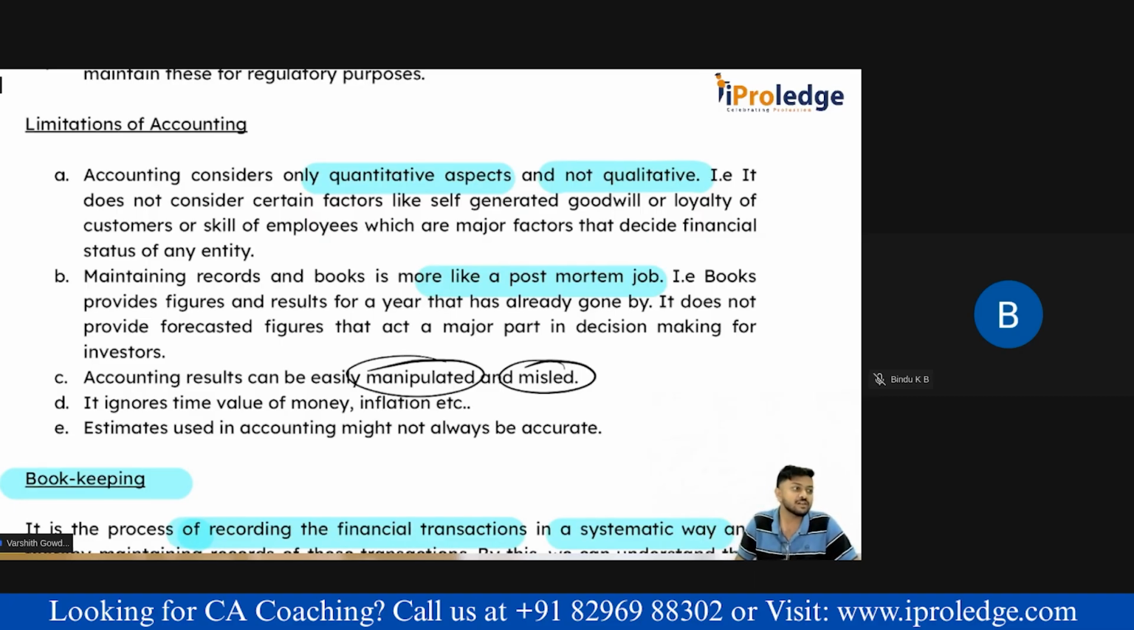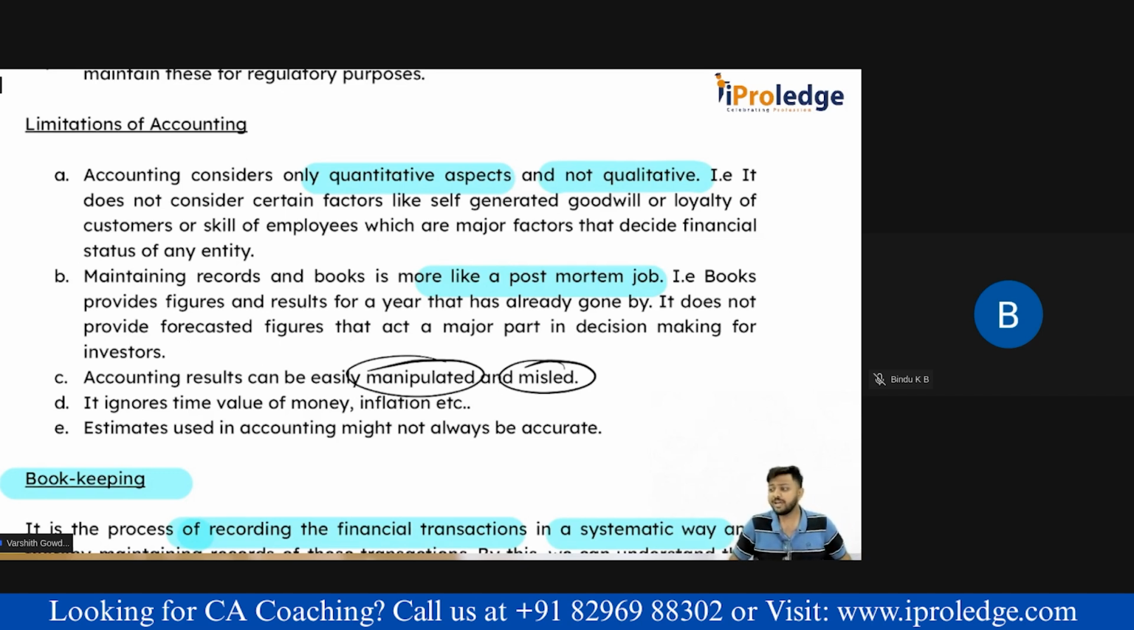Is it considering inflation? No. What is inflation? Decrease in purchasing power of money. Earlier, when I was doing CA foundation, for 100 rupees we used to get 4 masala dosa. Now we are hardly getting even one. Why? Because the value of money is decreasing. Is accounting taking this inflation into consideration? It will simply record at whatever price we purchase or sell. So it's not considering time value of money or inflation. That is one of the limitations.